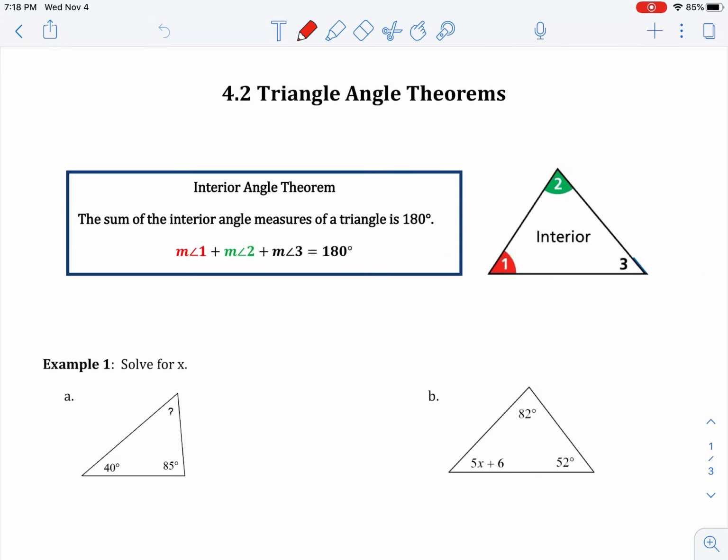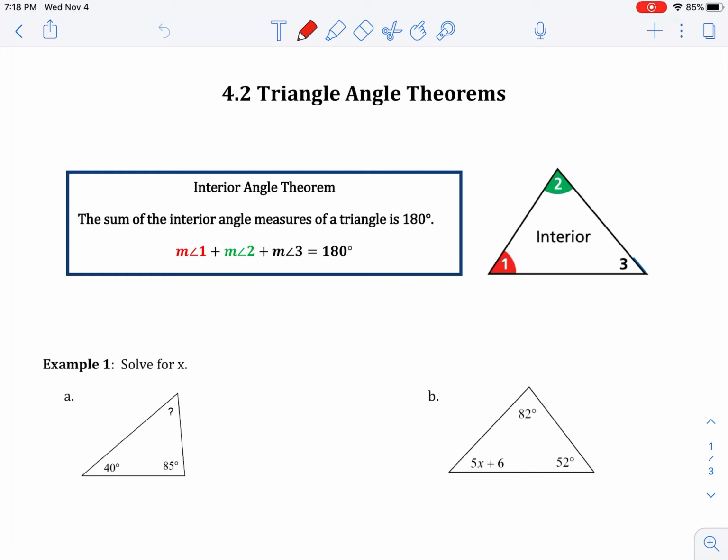In section 4.2, we're going to talk about some theorems related to the angles of a triangle. And the first theorem we're going to look at is called the interior angle theorem. The interior angles in a triangle are the ones that, you can probably guess this, are on the inside of the triangle.